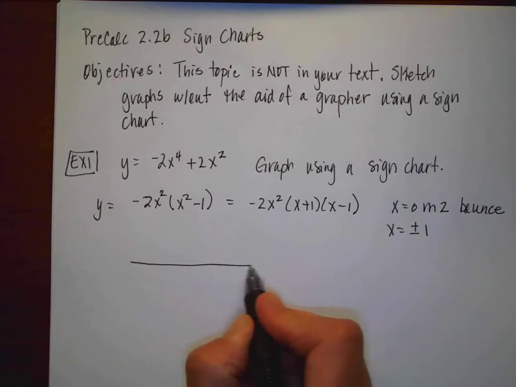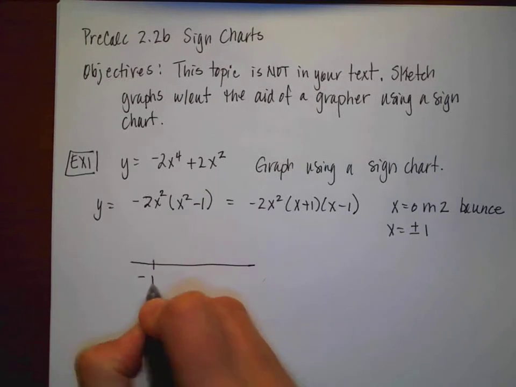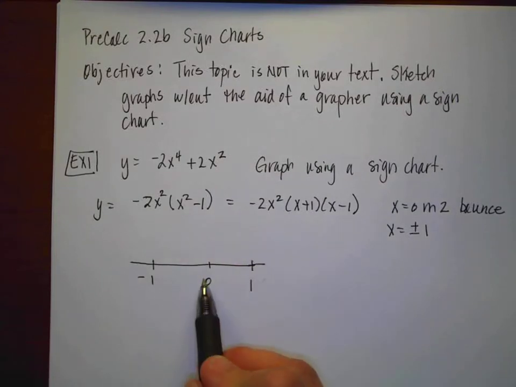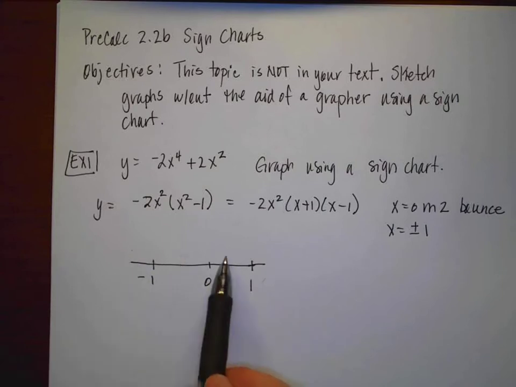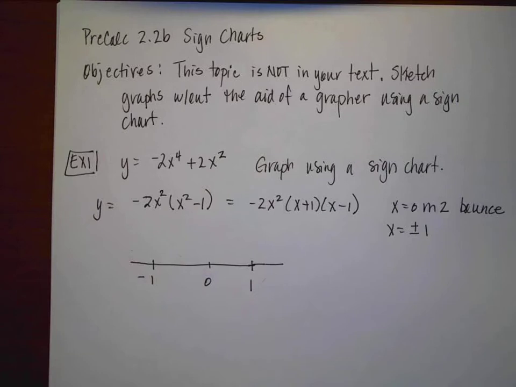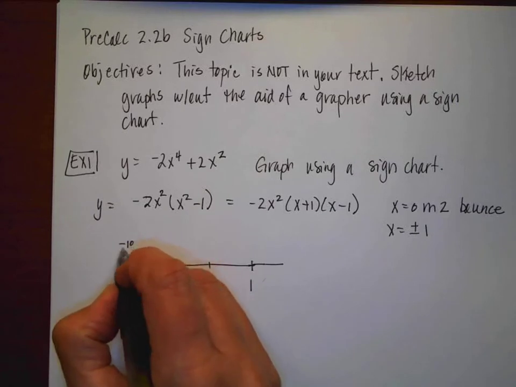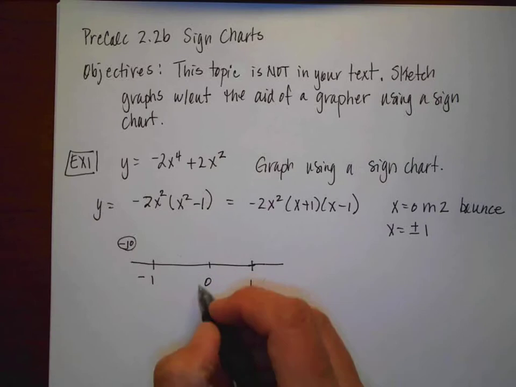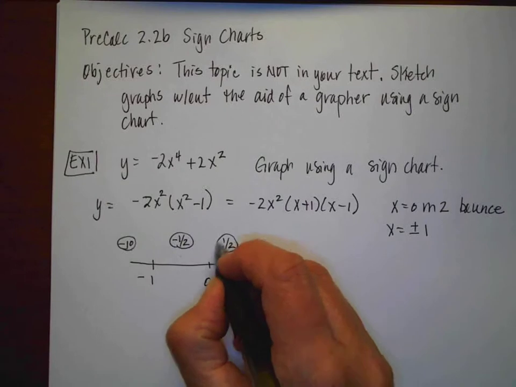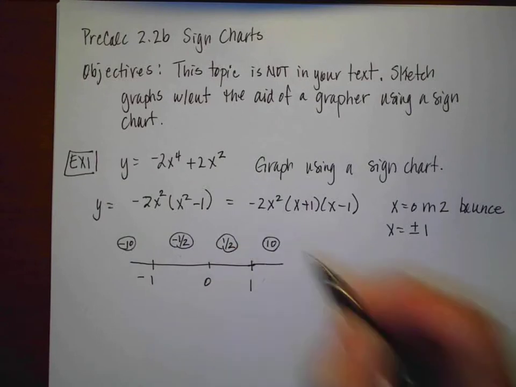So the next thing that you do is you just give yourself a line, and I'm going to put those zeros on my graph. And I know that I have a bounce right here at 0, but at this point I don't know whether it bounces up or it bounces down. So now if you'll notice, I have 1, 2, 3, 4 intervals. So I'm just going to choose an easy number in each interval. In this interval, I'm going to choose a negative 10. I circle it just so you know it's not part of the function. I'm going to do a negative 1/2, a positive 1/2, and then a positive 10.